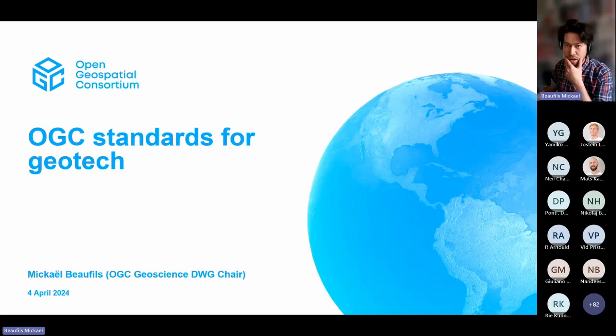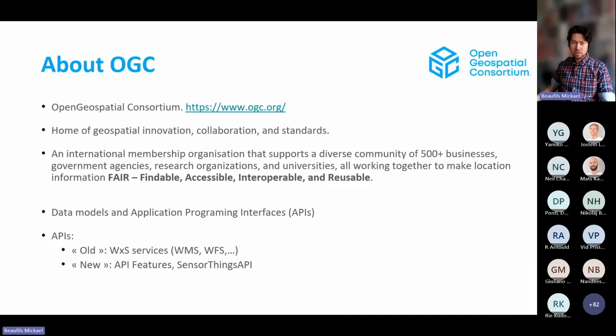Okay, so to finish our overview about standards for geotech, here is an overview of OGC standards, especially one that has been mentioned before, that is GeoSciML. OGC is an acronym for Open Geospatial Consortium, home of geospatial innovation, collaboration, and standards. This is a very large group that defines standards for different topics that have in common especially the wish to expose the data in conformance with the FAIR principles: make the data findable, accessible, interoperable, and reusable.